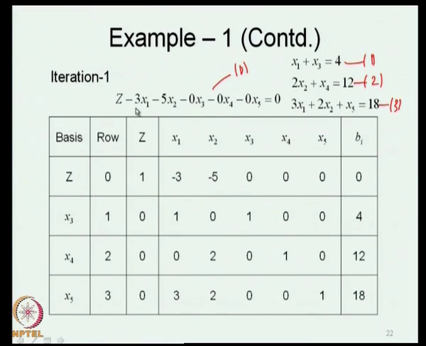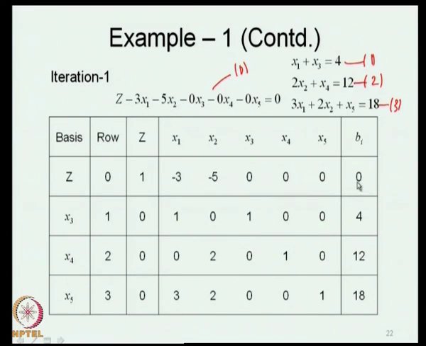You have z minus 3x1 minus 5x2 etc. equal to 0. As long as in the 0th row, which is the z row, you have at least one coefficient which is negative, the solution is not optimal. Why? Because if you have a negative coefficient, it means that by bringing in that particular variable, you will be able to increase the z value further.